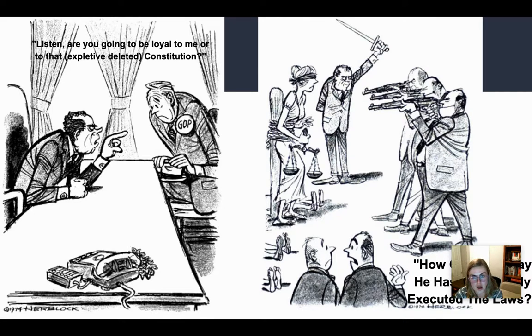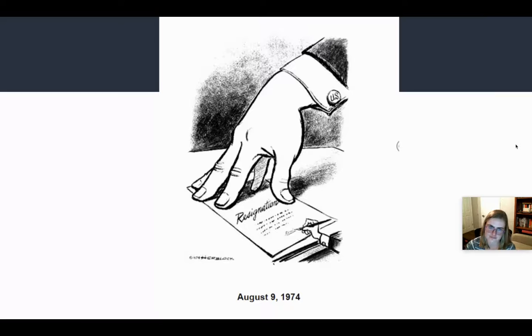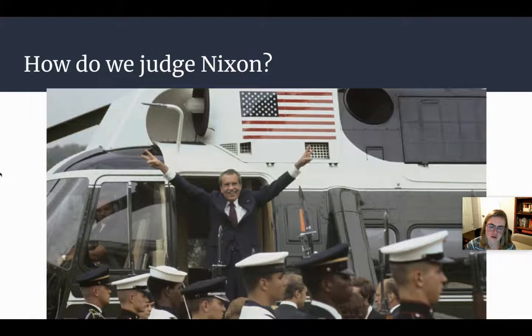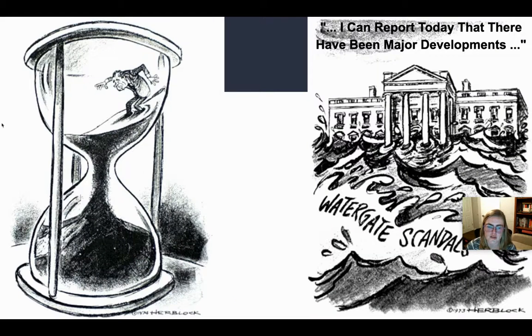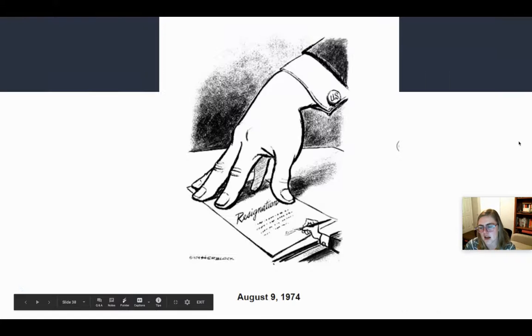All right. This is also a really powerful one. It says, how can they say he hasn't faithfully executed the laws? And then you have a firing squad who is about to execute law and order, or Lady Justice. So not maybe what they meant by faithfully executing the law. Right. So he's running out of time, and then he's about to get swamped by the scandal.